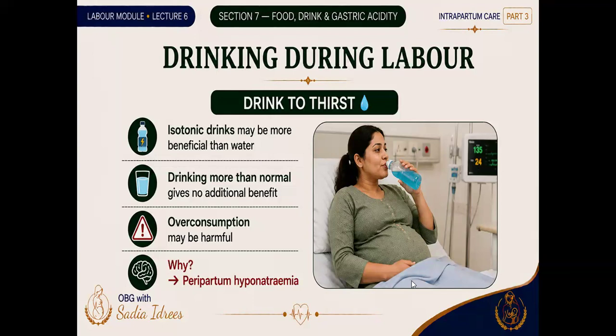But it is an important point. Drinking more than that offers no additional benefit. Excessive fluid consumption can actually be harmful. Why? Because of the risk of peripartum hyponatremia. During labor, the body's ability to excrete free water may be reduced, and excessive hypotonic fluid intake, particularly when combined with intravenous fluid and oxytocin, can contribute to dilution hyponatremia. Severe hyponatremia can cause serious neurological complications. So we don't tell women in labor to drink as much water as possible. Instead, drink to thirst, don't overdrink. That is both simple and evidence-based.